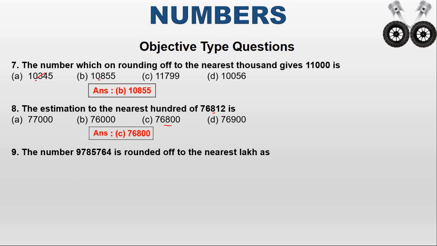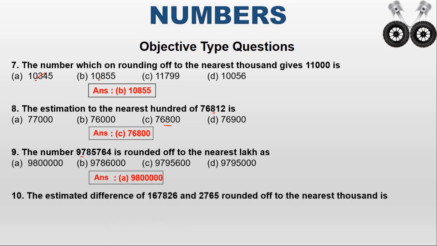Okay. The number 97,85,764 is rounded off to the nearest lakh. So we have to find the lakh portion: ones, tens, hundreds, thousands, ten thousands, lakh. Whenever I round to the lakh portion, what is the answer? You have to check the right side number. It is 8, and 8 is greater than 5. That means we have to add 1 to the 7, so it becomes 8. So the answer is 98 lakh. So option A is the correct one.